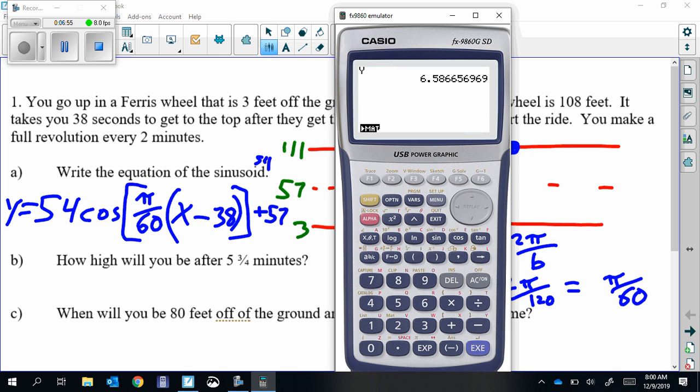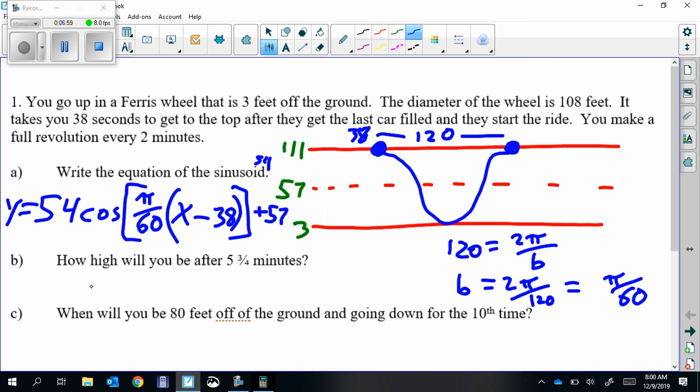So how high will it be? 6.587. Which makes sense. We are down towards the bottom, and the bottom's at 3.